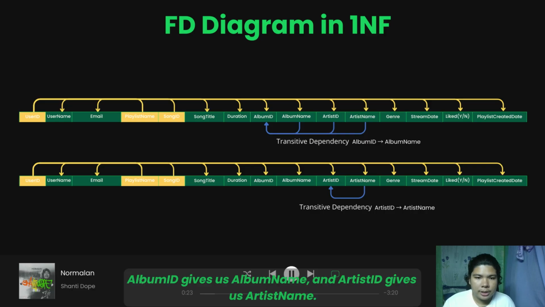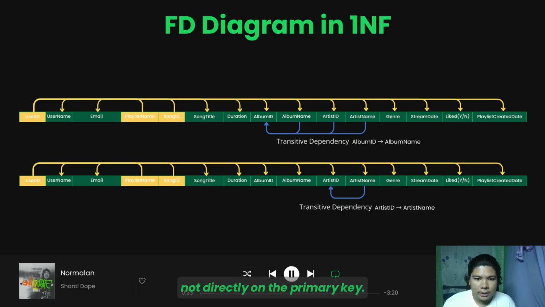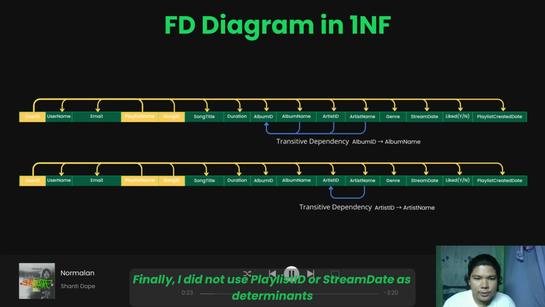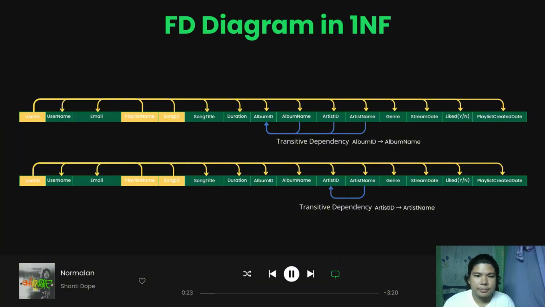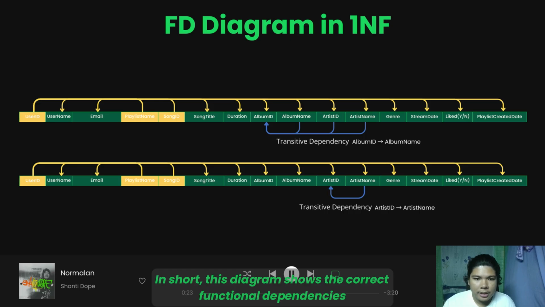Now, let's move on to the transitive dependencies. Album ID gives us album name and artist ID gives us artist name. These are transitive dependencies because they depend on a non-key attribute, not directly on the primary key. Finally, I did not use playlist ID or stream date as determinants because they are not part of the real dependencies in this table. In short, this diagram shows the correct functional dependencies divided into partial and transitive based on the chosen primary key.